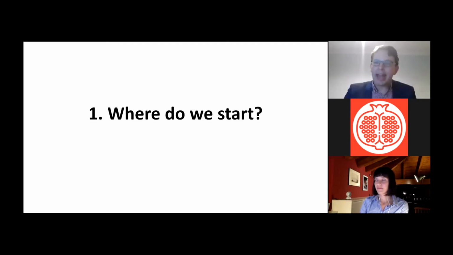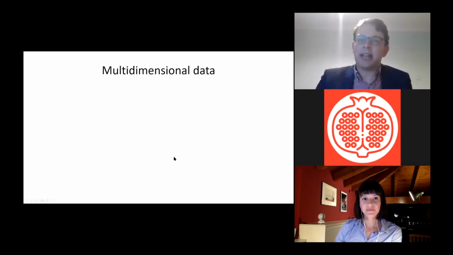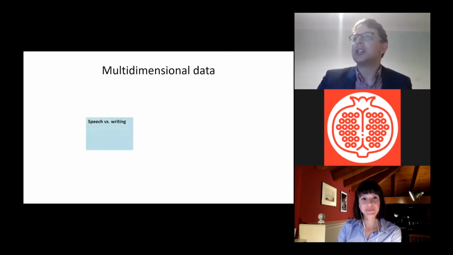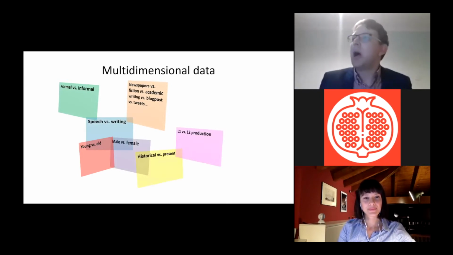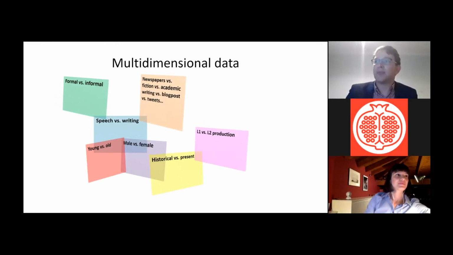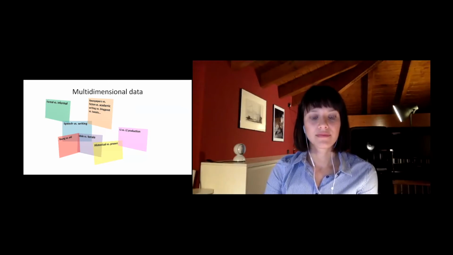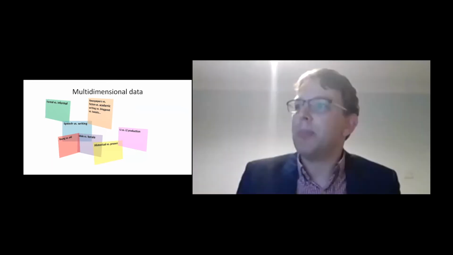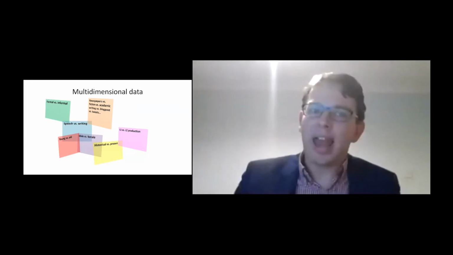So let me outline the situation when we think about corpus data. One crucial thing to realize is that corpus data is multi-dimensional in many different aspects. So we have dimensions such as speech and writing, formal and informal. We have speakers who are young and old, male or female. We have different genres and registers such as newspapers, fiction, academic writing, but also emerging genres, blog posts, tweets, or the online genres. We have historical data, and I've shown you some data from 17th century writing, but we have also present day language data that we can analyze. We have speakers who are native speakers, L1 speakers of a particular language, and we also have speakers who speak English or other languages as their additional languages.